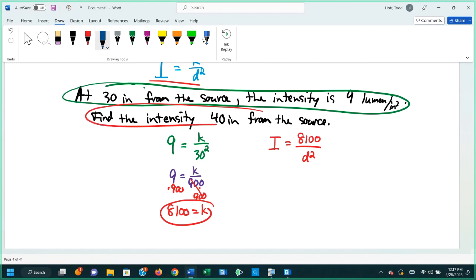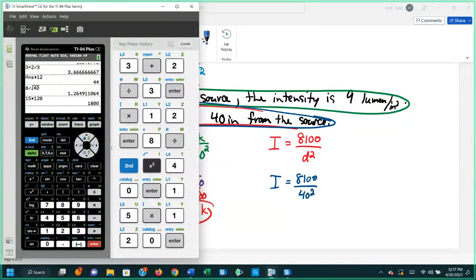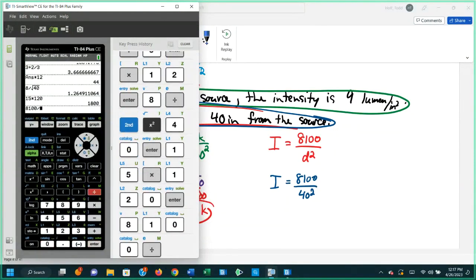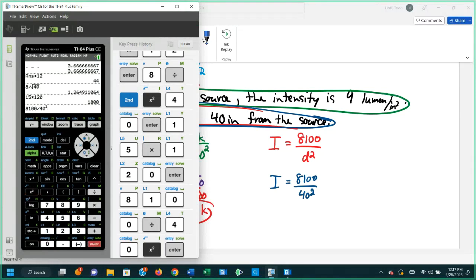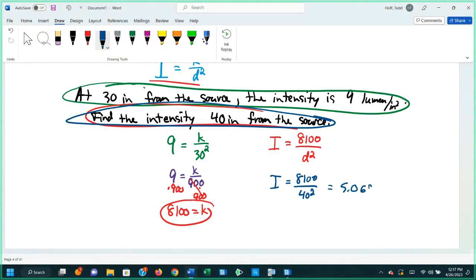Now we put in our new situation, the 40 inches. I equals 8,100 over 40 squared. Now I'm just going to punch this in the calculator. 8,100 divided by 40 squared should give us 5.0625 lumens per square inch. So just over 5 lumens per square inch. So just going 10 inches further away reduces it from 9 lumens to 5 lumens. Almost cuts it in half.